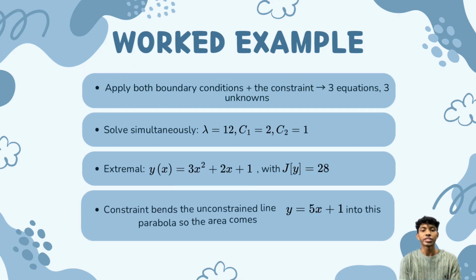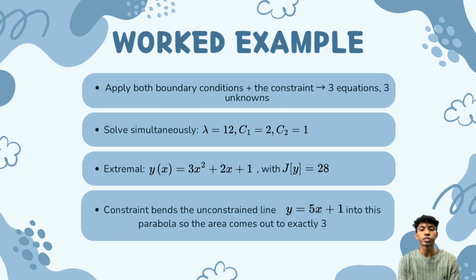To pin down c1, c2 and lambda, we use all three conditions together. They cannot be solved one at a time. Plugging x equals 0 into our general solution gives c2 equals 1 right away. Plugging in y of 1 equals 6 gives one equation linking lambda and c1. And integrating y over 0 to 1 for the isoperimetric condition gives a second equation linking them. Solving both together, we get lambda equals 12, c1 equals 2, and c2 equals 1.